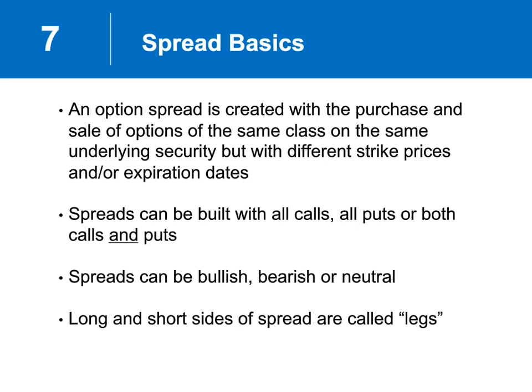An option spread is created with a purchase and sale of options of the same class on the same underlying security, but with different strike prices and/or expiration dates. Spreads can be built with all calls, all puts, or both calls and puts. Spreads can be bullish, bearish, or neutral. And of course, the long and short side of a spread are called legs.